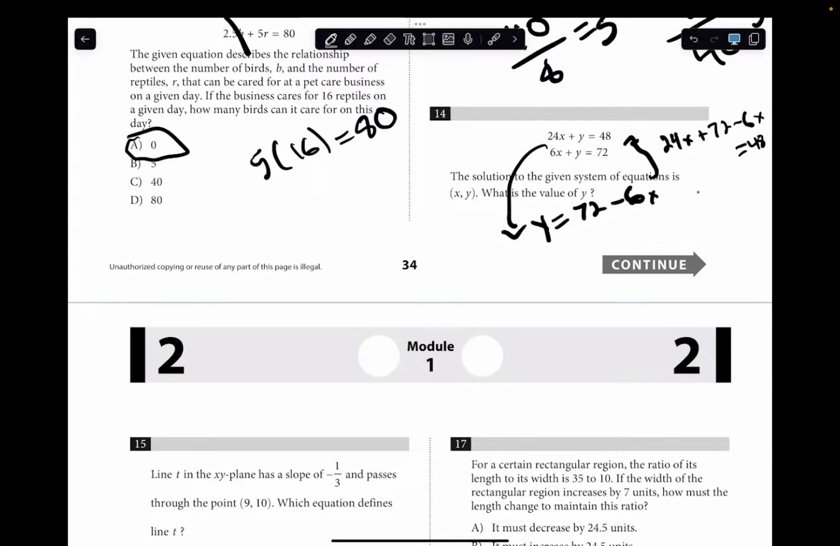You could clean it all up. You get 18x equals, what's 48 minus 72? Negative 24, I think, right? So I got negative, what, 3 over 2? No, negative 4 over 3. Yeah, excuse me, negative 4 over 3. Good catch. You can plug all that in. Y is equal to 80.